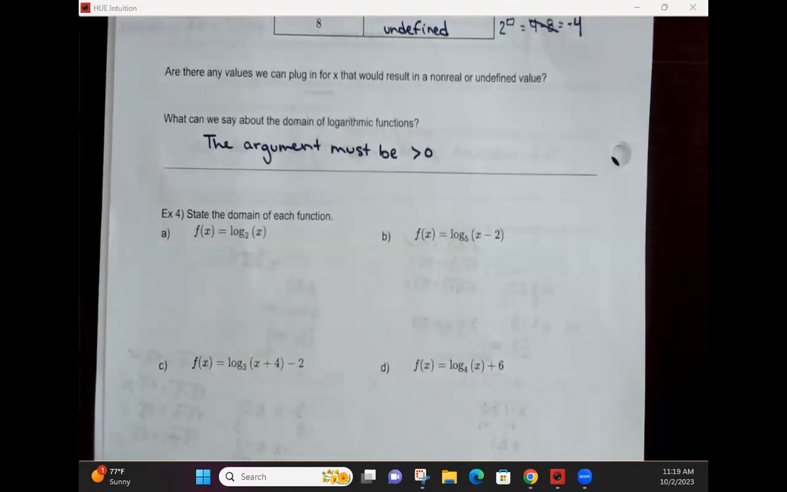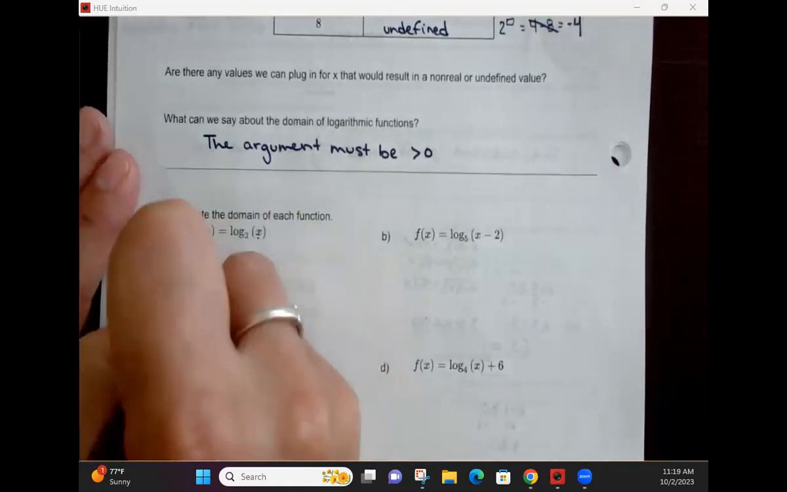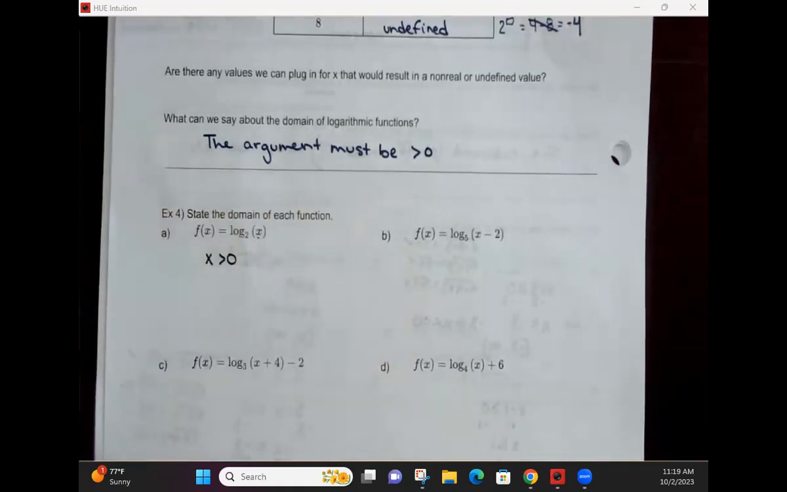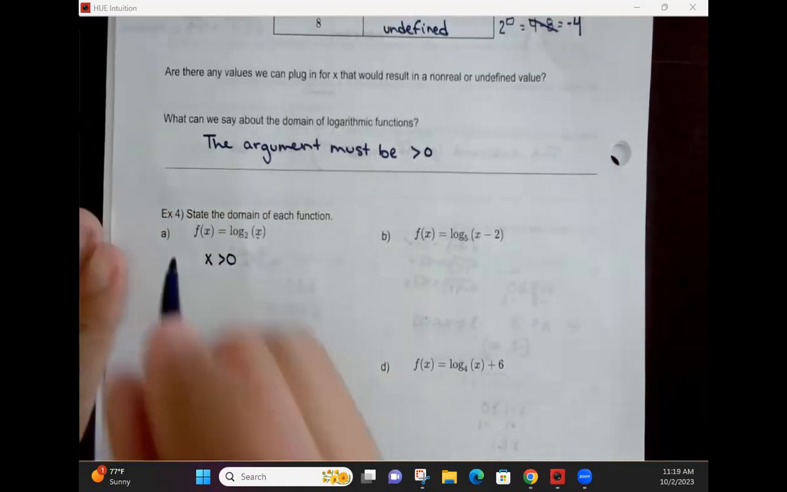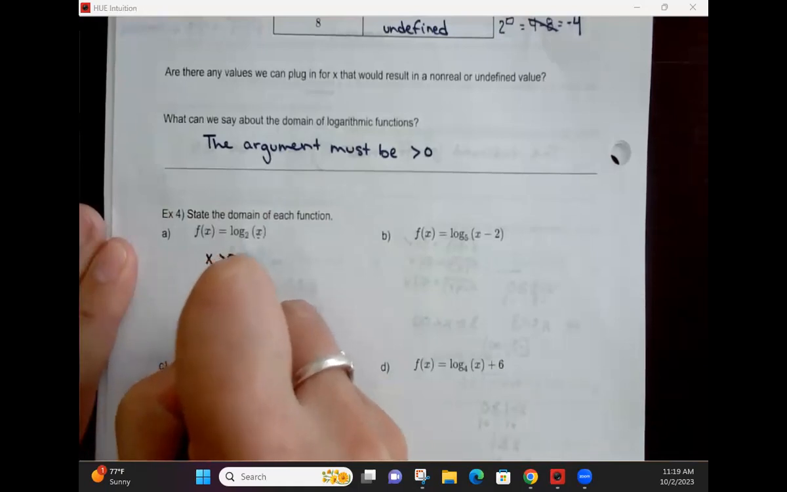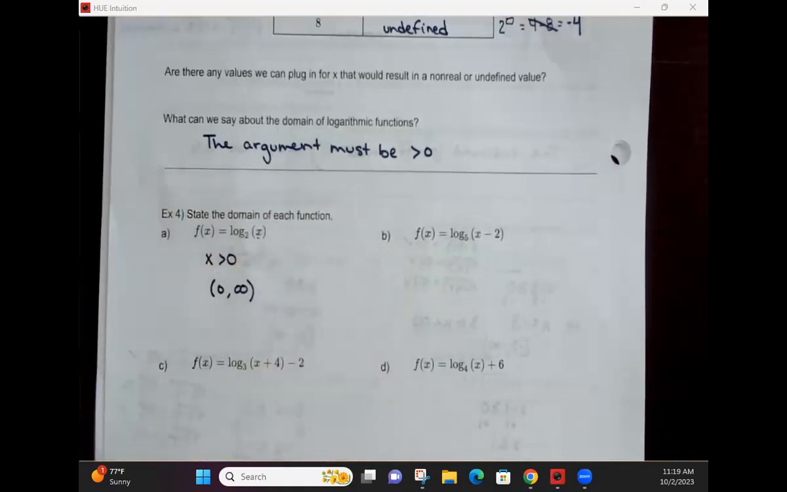So for A, the argument must be greater than 0. My argument this time is just x. It must be greater than 0. I don't have any work to do to get x by itself there. So that's my argument. X is greater than 0. In interval notation, 0 to infinity. And we're using parentheses this time because I cannot have 0 as the argument. It's got to be greater than 0.